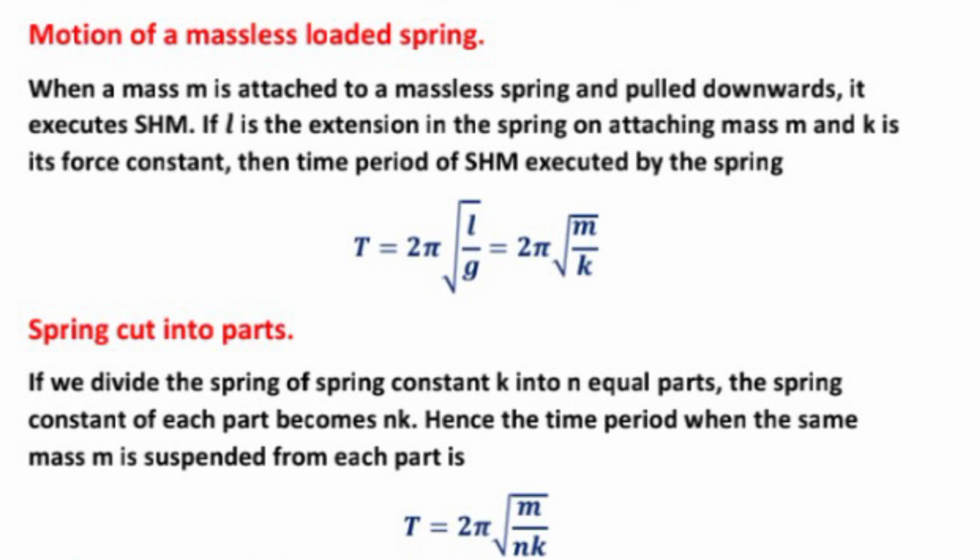Spring cut into parts. If we divide the spring of a spring constant k into n equal parts, the spring constant of each part becomes nk. Hence, the time period when the same mass m is suspended from each part, T equal to 2 pi under root m upon n into k.